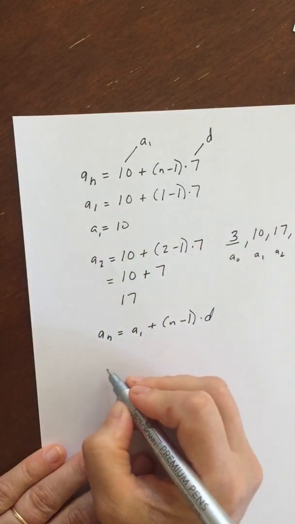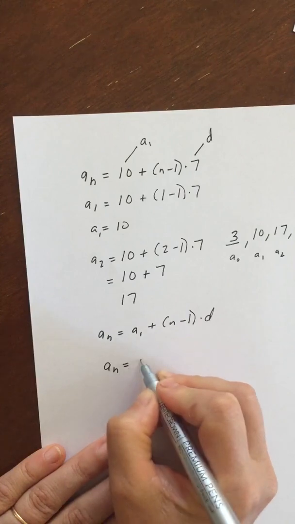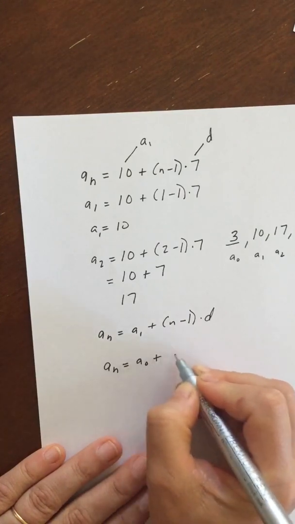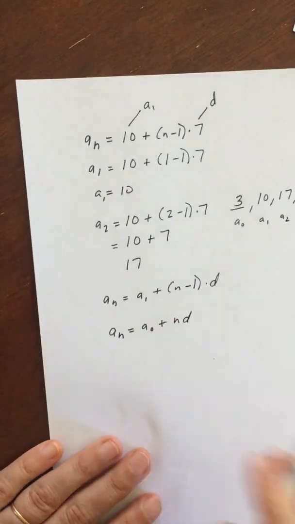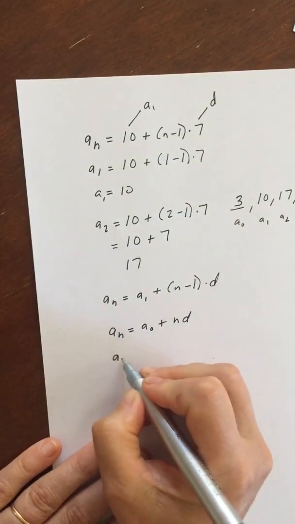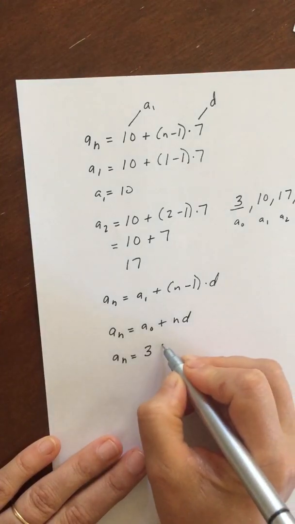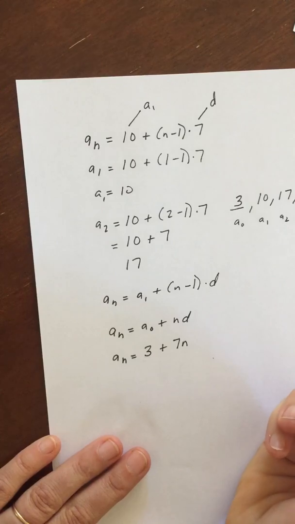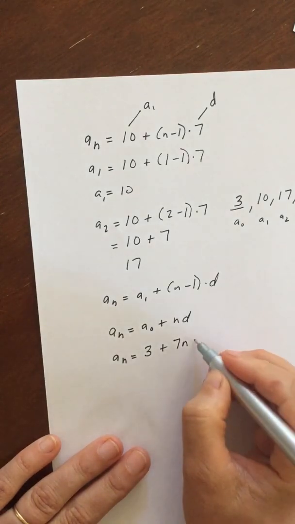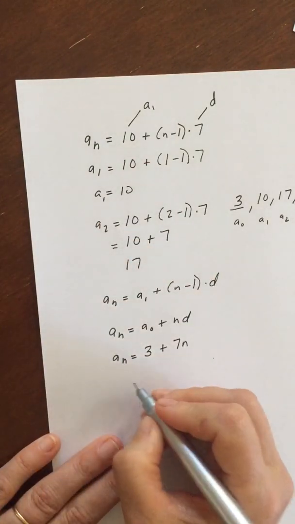So another person might write the formula as follows. They might write a sub n equals a0 plus nd, and let's see how that would work with this one. So I'm going to get a sub n is 3 plus 7n. What I would want to check is that this formula matches the formula I had up above. Let's see if it does.